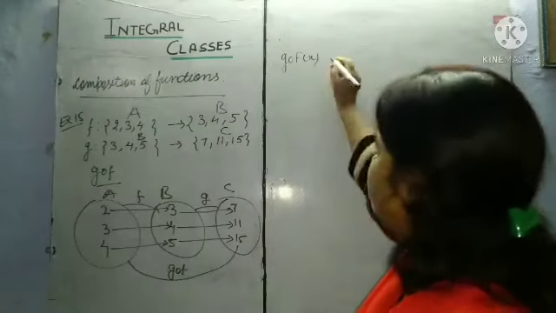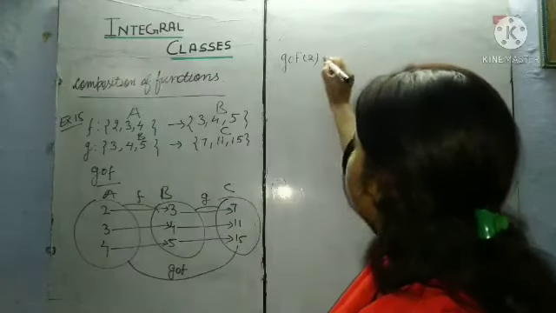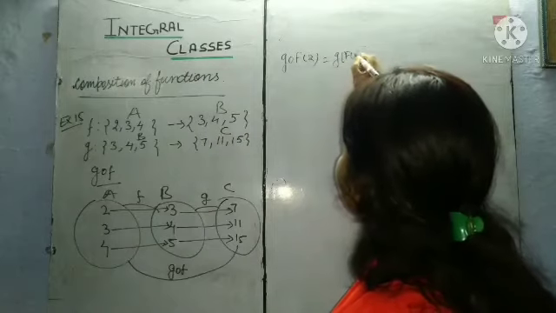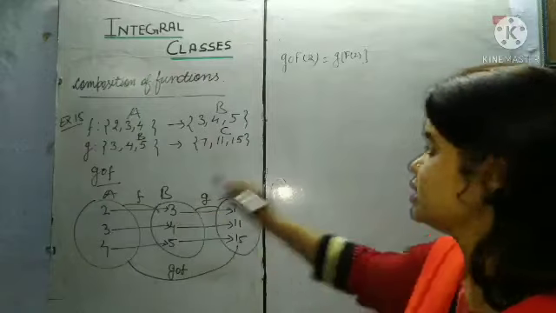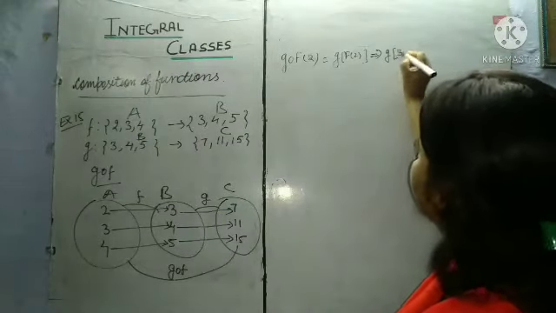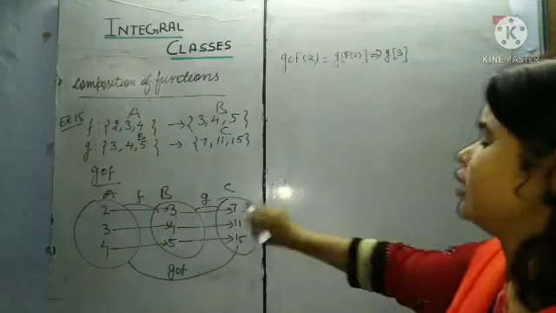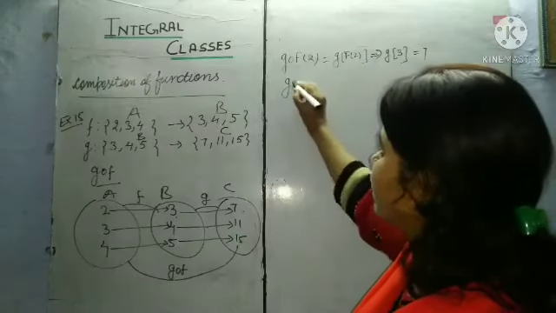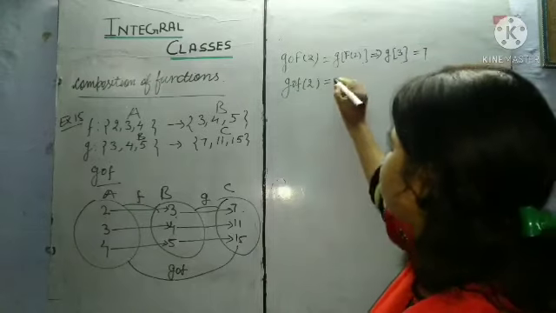First we will put x equal to 2. So g of f of 2. Now what is the value of f of 2? f of 2 is 3. So now we will put g of 3. Now g of 3 equal to what? We will get 7. It means directly we should write g o f of 2 equal to 7.